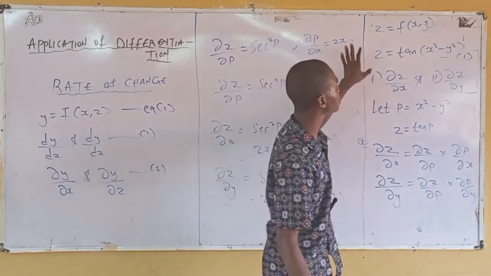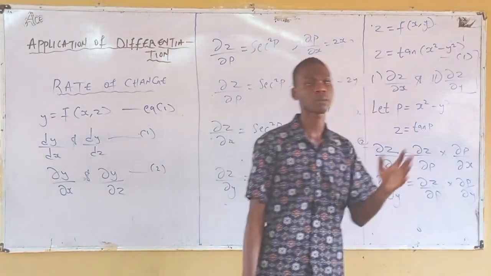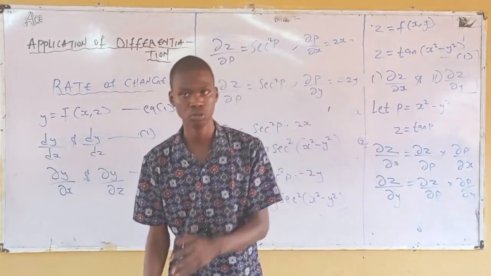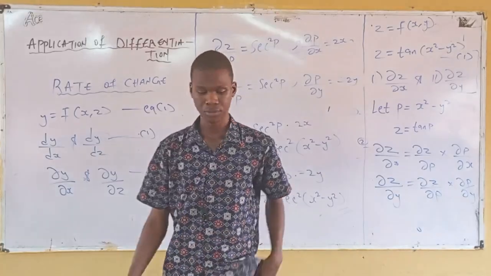From here now, this was the given question. You found the partial derivative with respect to x and the partial derivative with respect to y. Now let's take down our first example on the rate of change.